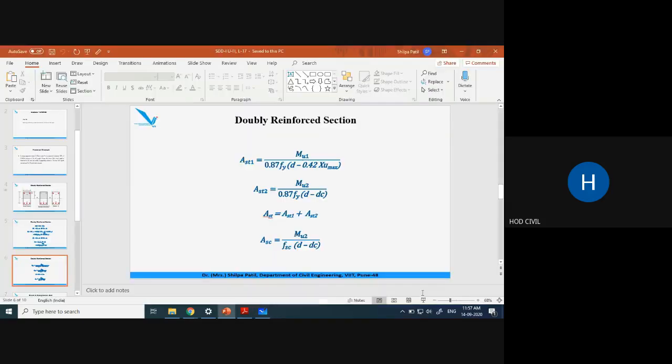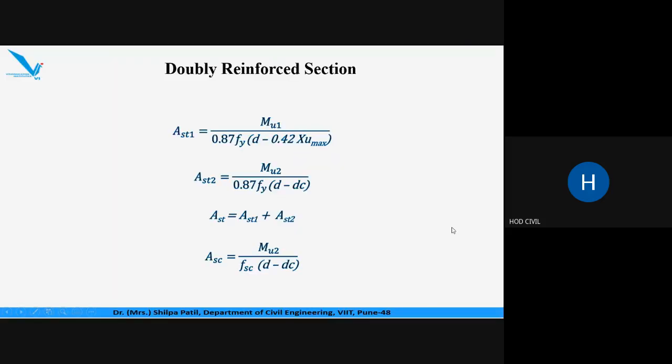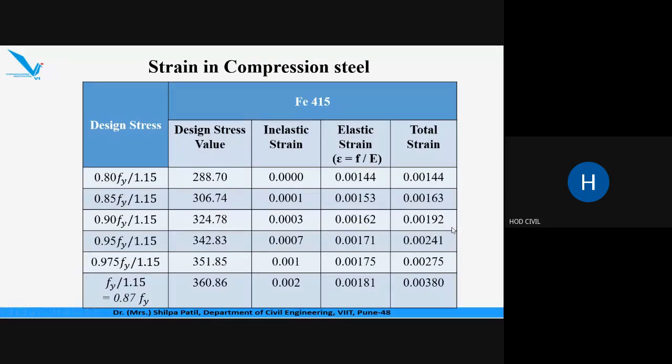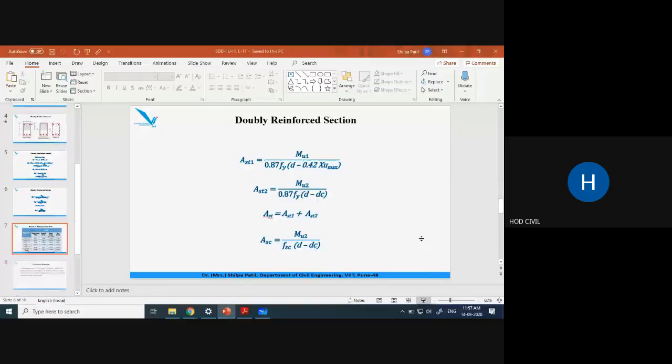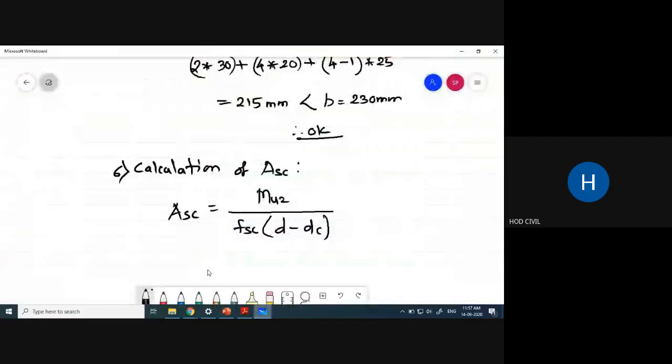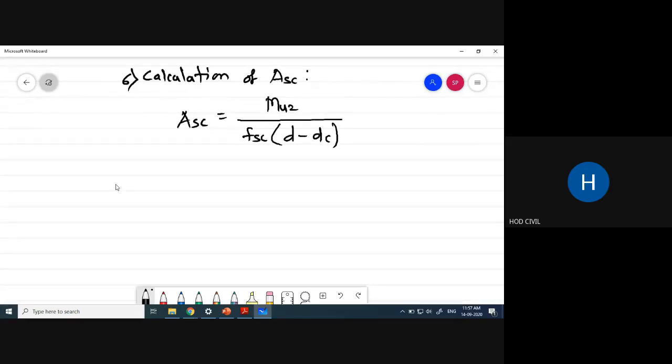I have included this table in the slides just to recall the concept. Do you remember this table? So we have to make use of this table to find out FSC value. To find out FSC value, first of all we have to calculate the strain in steel, that is epsilon SC. So let us calculate first the epsilon SC value, and then we will go to this table again to calculate FSC.